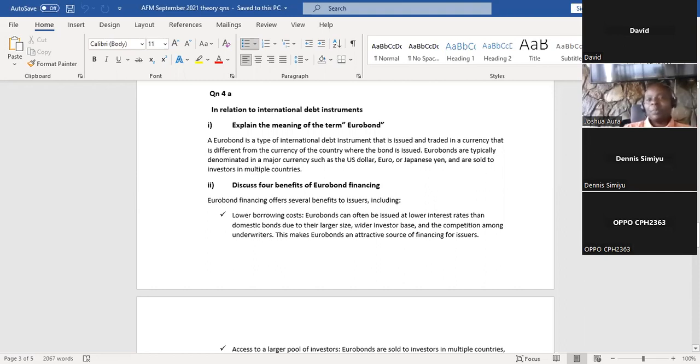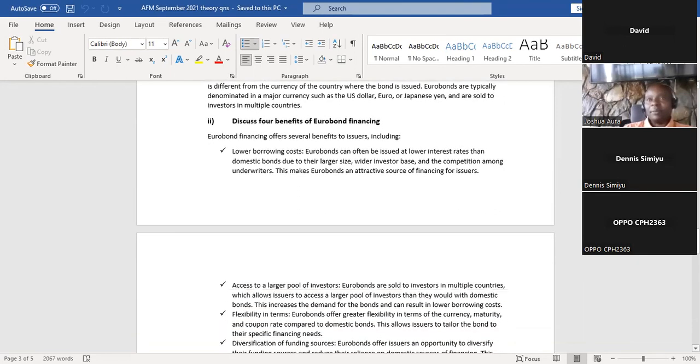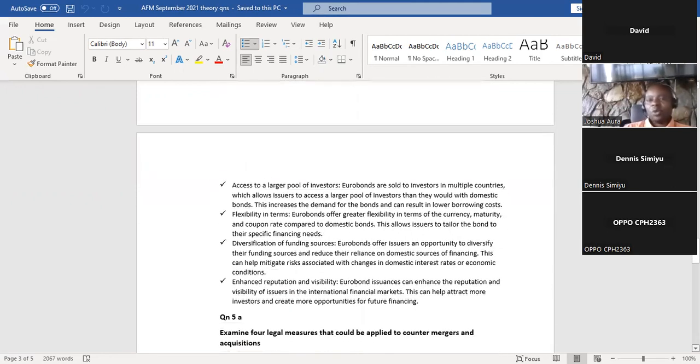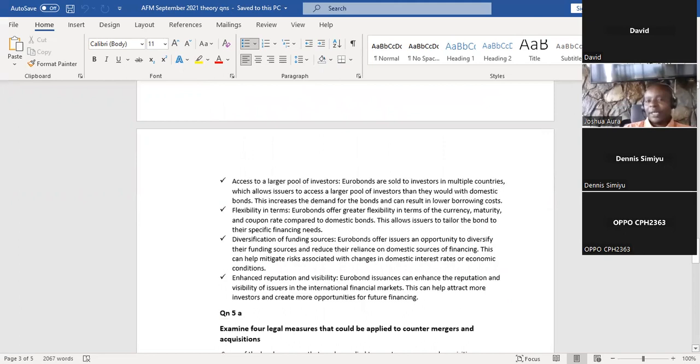Financing through Eurobonds offers several benefits to issuers, including lower borrowing cost. Like when you go to the domestic markets here, I told you 720,000. When you borrow through Eurobonds, especially if your credit rating is very high, the borrowing cost will be lower. Access to a larger pool of investors, like American banks, simply there are so many. With a Eurobond, you can always structure, tell them, we're not able to pay this time around, please give us another 2-3 years.